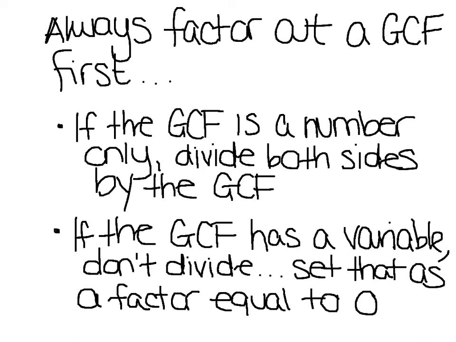So basically what we saw from the last 2 problems is that we got a GCF, and when we get to the factor the polynomial step, step 3, you want to factor out a GCF first. If the GCF is only a number, like we had 3 times a polynomial, divide both sides by the GCF so that everything's a little simpler for you. However, if the GCF has a variable, like we saw the GCF was x, you cannot divide because you can't divide by a variable. So set that as another factor equal to 0, along with the other factors you get from factoring the remaining polynomial.